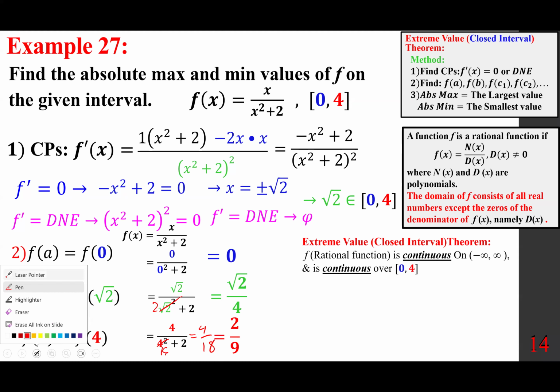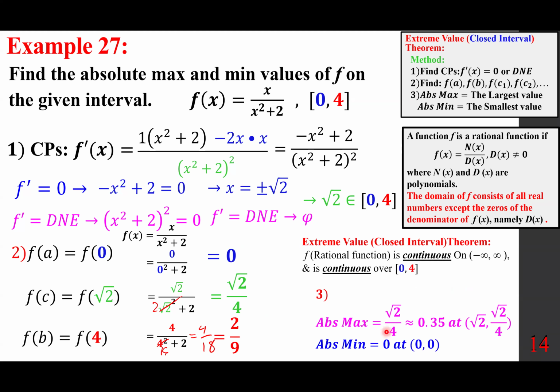Now, if you don't recognize which one of them is largest, you just go with the decimal representation. This is about 0.2 bar, and square root of 2 over 4 is about 0.35. So absolute maximum is square root of 2 over 4, which is roughly 0.35 at this point, and absolute minimum is 0 at 0, 0.